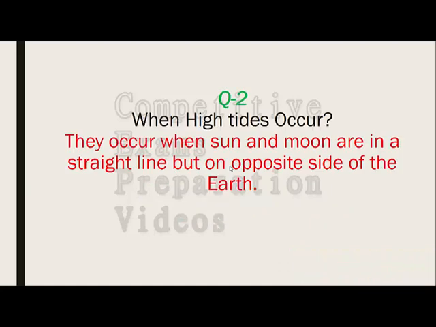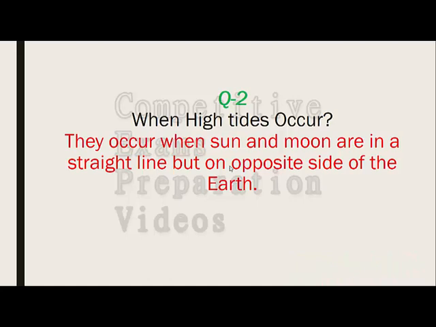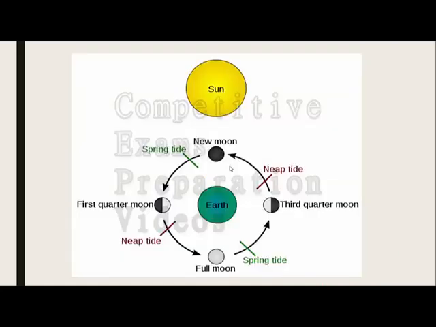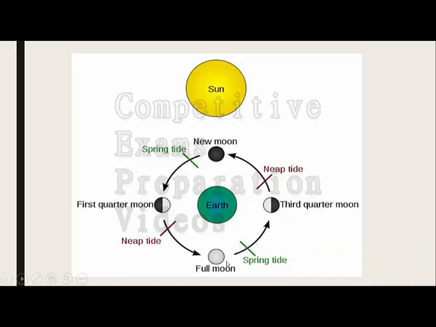High tides occur when the sun and moon are in a straight line but on opposite sides of the earth. This means that the earth is in the center. The earth is revolving around the sun and the moon is revolving around the earth, remaining in a straight line but on opposite sides of the earth. Here I have an image to explain it for you. This is the earth that is in the center. Sun and moon are on opposite sides of the earth, but they are in a very straight line. You can see that. So this causes high tides.